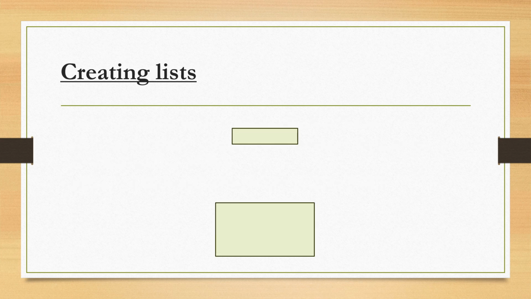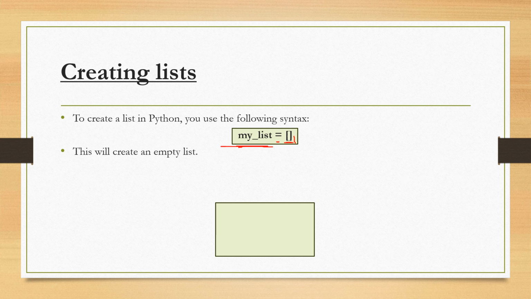So now we are going to see how to create a list. To create a list in Python, you can use the following syntax. The syntax is very simple. First of all, we give a name to our list. I have given the name as my_list. This is the assignment operator, and after that we give square brackets. The square brackets contain all the things, all the collection of that list. So this is how we can create a list in Python. This will create an empty list. It will create the list, but there will not be any data.